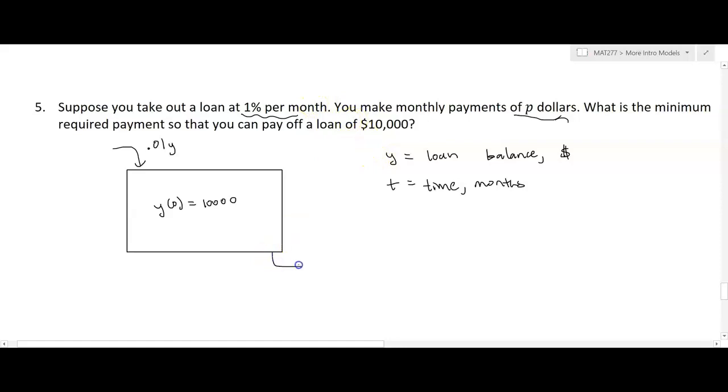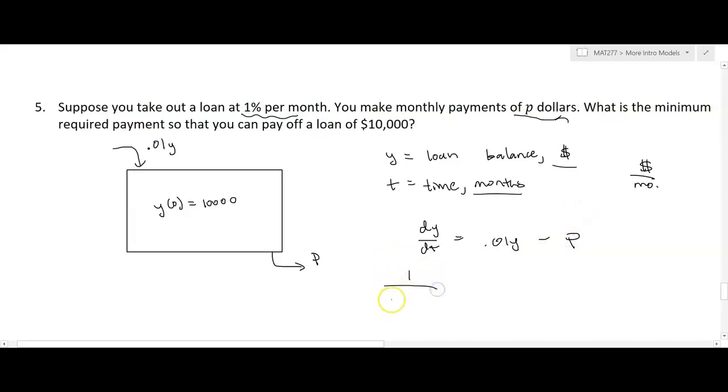Now what's coming out is I'm going to be paying this thing off. I'm going to be draining this balance tub at a rate of P dollars per month. And notice that our units here have to be in dollars per month. So dy dt will be the rate in minus the rate out. And once again, we'll solve this.